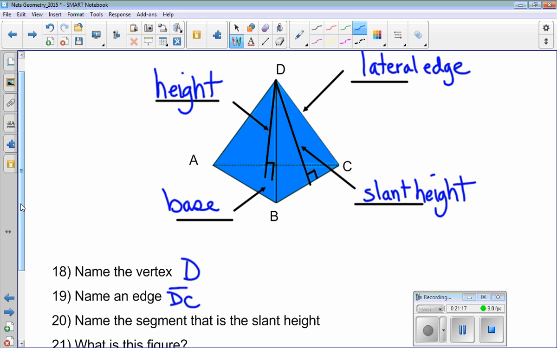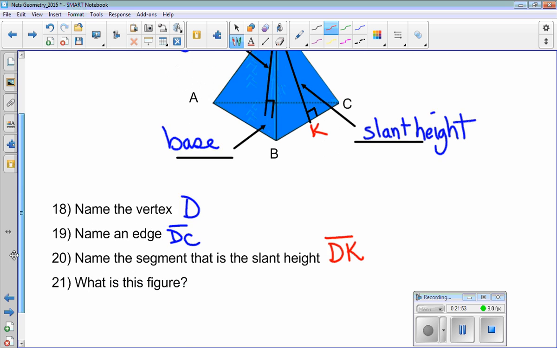Name the segment that is the slant height that's listed. I'm not sure it has a letter down here. Does it have one? Let's create one. I'm going to use K because my name begins with a K. So DK would be the slant height. It's on like Donkey Kong, right?